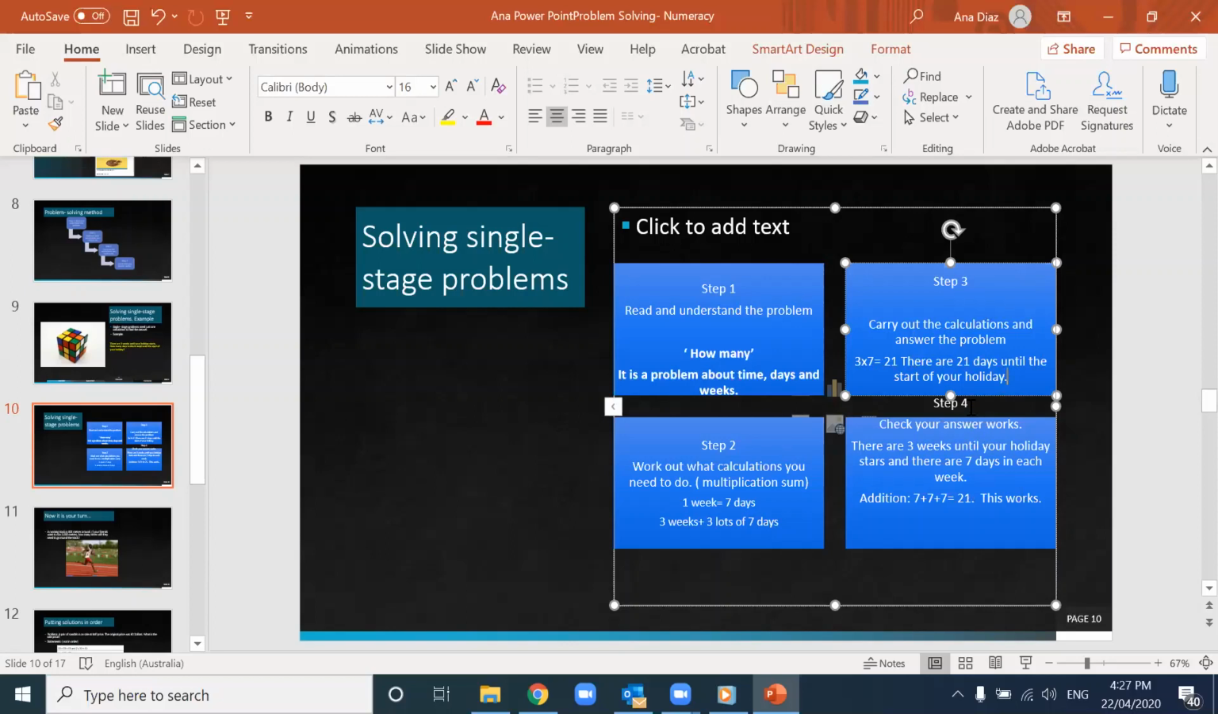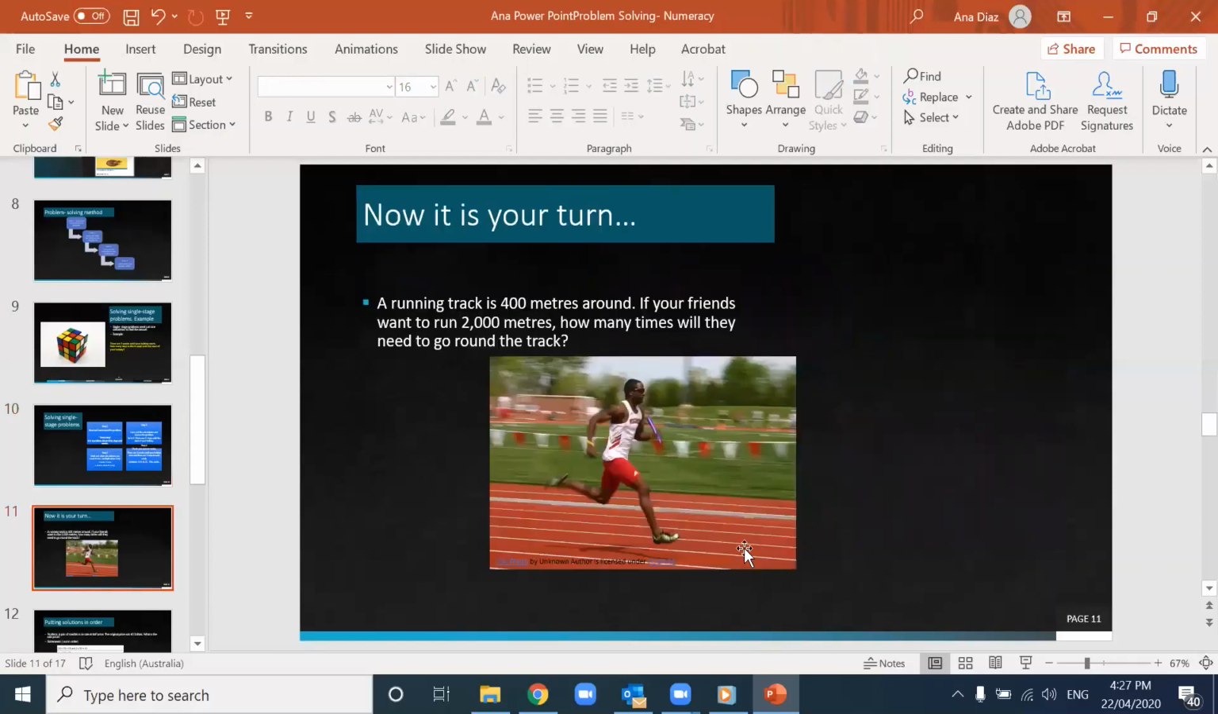But I'd love you to do one more step. Check your answers, please. Check if your answer works for you. There are 3 weeks until your holiday starts, and there are 7 days in each week, correct? So you could say 7 plus 7 plus 7 equals 21. You try it in a different way, and yes, it works. This works. Well done.